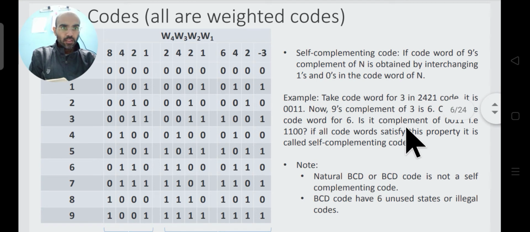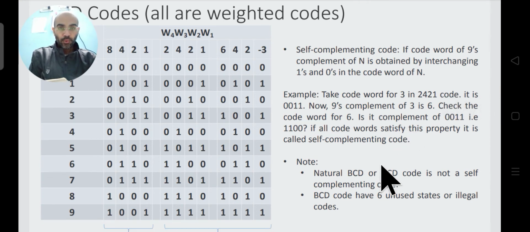Okay. Now one more important thing to note. This is what I have told you earlier, that natural BCD is not a self-complementing code. Natural BCD is also called the BCD code. Whenever you refer to BCD, usually we are talking about 8421 code. It should be clearly called natural BCD, but it is very usual to call it BCD rather than natural BCD. So our BCD code is not a self-complementing code.